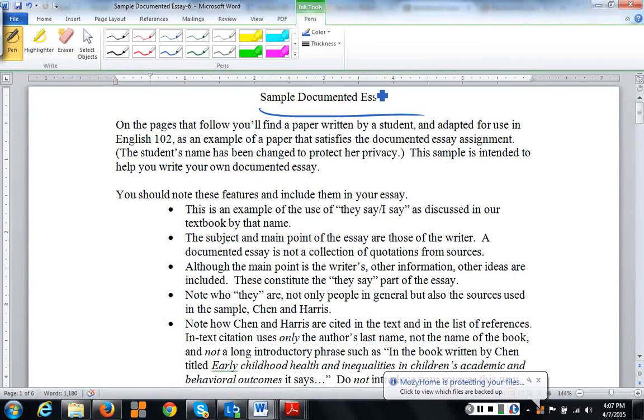We're talking about the documented essay. Okay, there we go. So the documented essay is sort of like a short version of a research paper. It's an essay or a paper in which you are referring to outside sources as a way of developing what you are saying about whatever the topic is. Obviously not as long as a research paper and not as ambitious in its purpose.